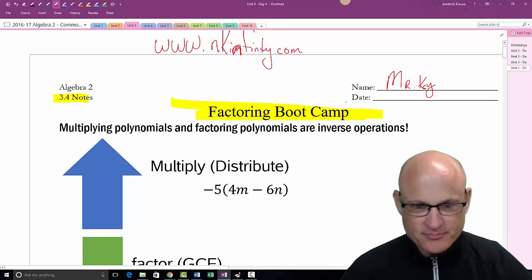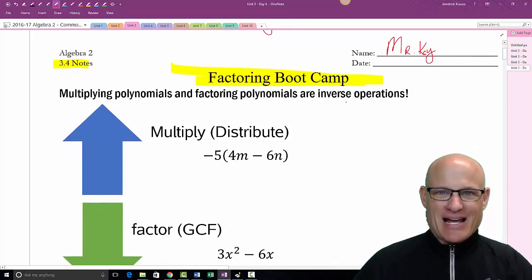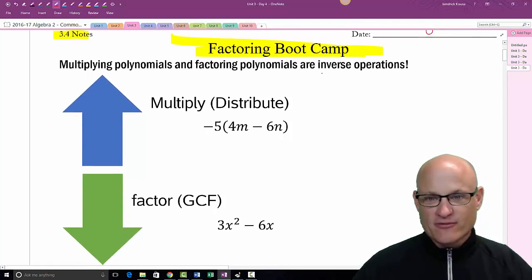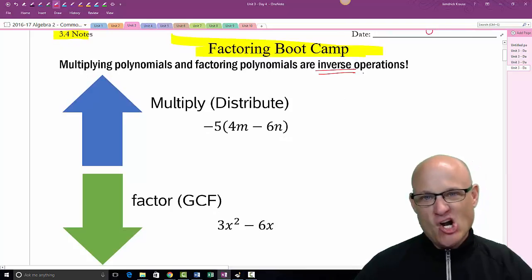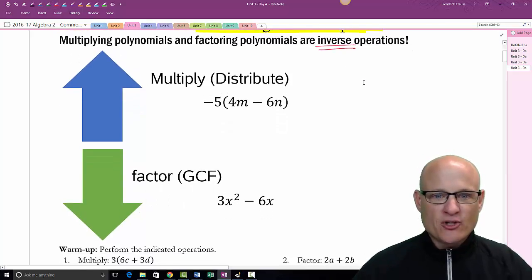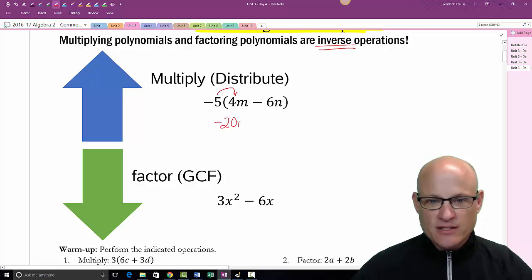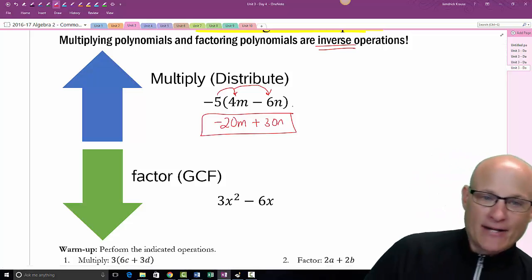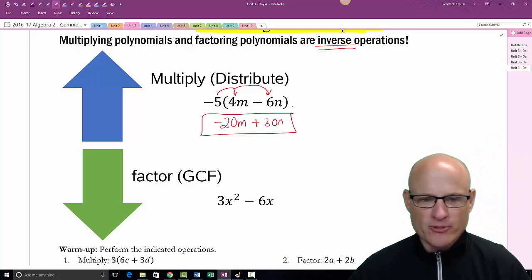So, multiplying polynomials and factoring polynomials are inverse operations. They just kind of undo each other. So, this is a monomial, -5, times a binomial. We just distribute. That's -20x, and -5 times -6 is +30. Well, that's distributing, or multiplying a monomial times a polynomial or a binomial.